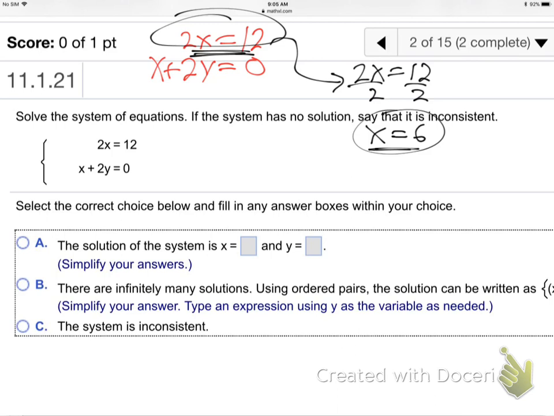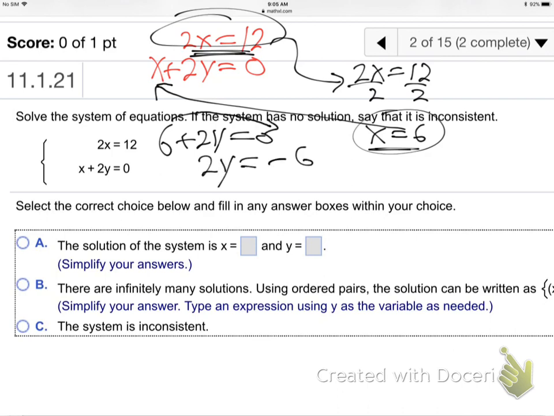X is 6, and then what do we do? Plug it in. Plug it into the second one, huh? So I just go, okay, plug it in right there. So it's 6 plus 2y is 0. Now I can solve, plug that in for x. Now I can solve for y. Jump the 6 to the other side. 2y is minus 6. Divide by 2. Y is minus 3. There we go. Good on that.